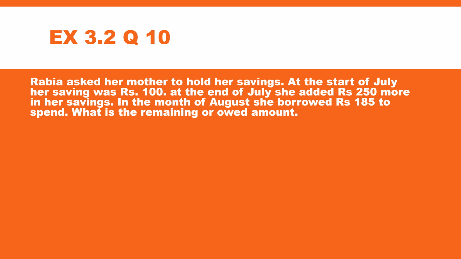This is exercise 3.2, question number 10, that Rabia asked her mother to hold her savings. At the start of July, her saving was rupees 100. At the end of July, she added rupees 250 more to her savings. In the month of August, she borrowed rupees 185 to spend. What is the remaining or owed amount?